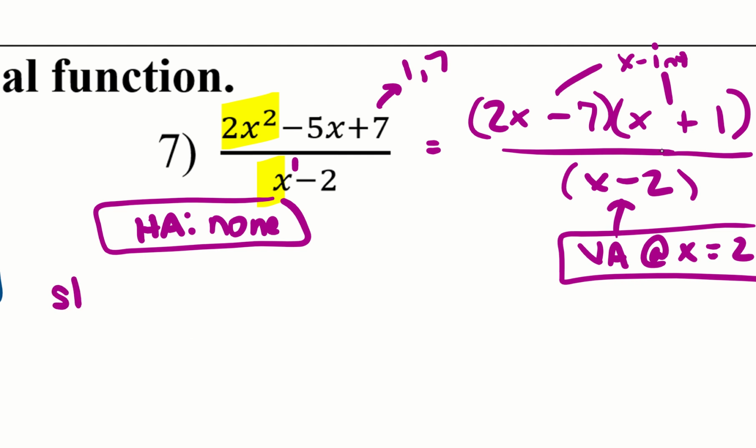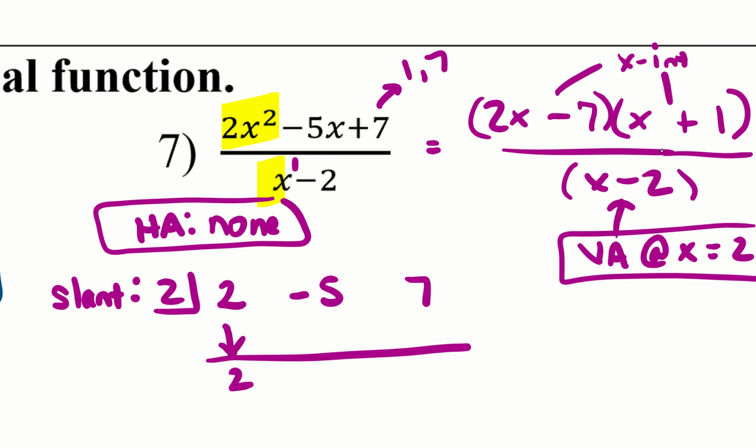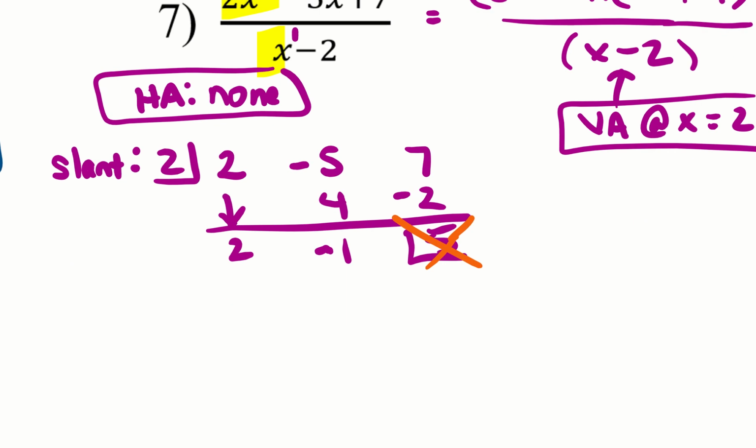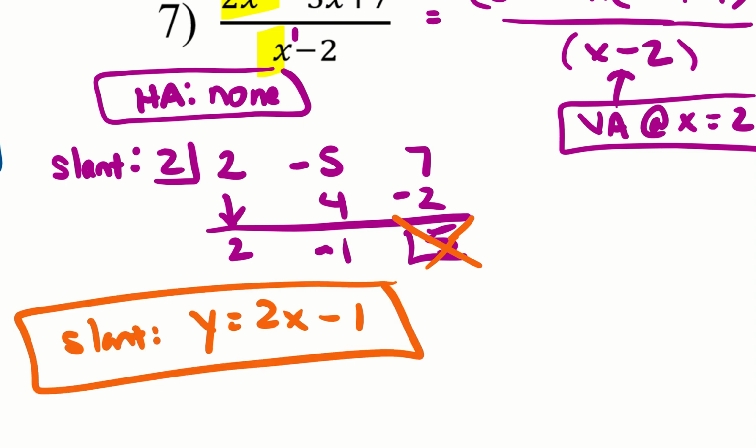So for my slant asymptote, I'm going to divide these. I'll use synthetic division because this binomial is really easy to find the 0 for. So I'm going to use synthetic division and divide this out. And I won't care about what the remainder is. So I'll bring down the first number. Remember, you multiply and add, multiply and add. I don't care about the remainder at all. For my slant asymptote, I just want the equation of the line that's left, which is y equals 2x minus 1. Your slant asymptote will be a line. It should be in the form y equals mx plus b.